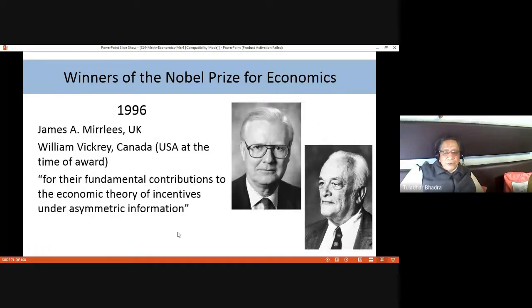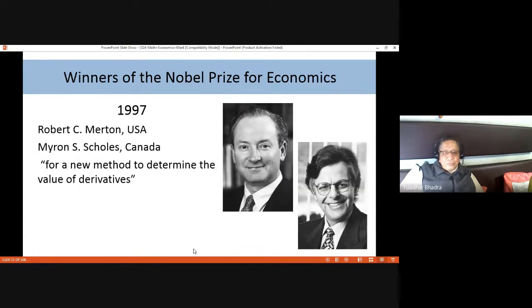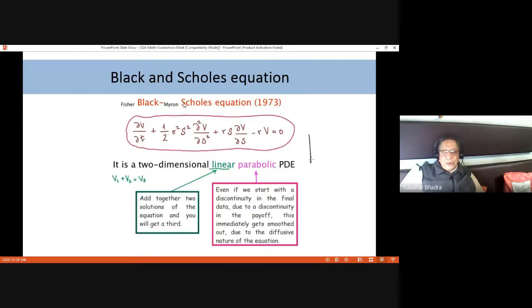1996, James Mirrlees, UK, and William Vickrey, Canada, but during the award he was in the USA, for their fundamental contribution to the economic theory of incentives under asymmetric information. 1997, Robert Merton, USA, and Myron Scholes, Canada, for a new method to determine the value of derivatives in economics. And this is known as the Black-Scholes equation over here, which is a two-dimensional linear parabolic partial differential equation.